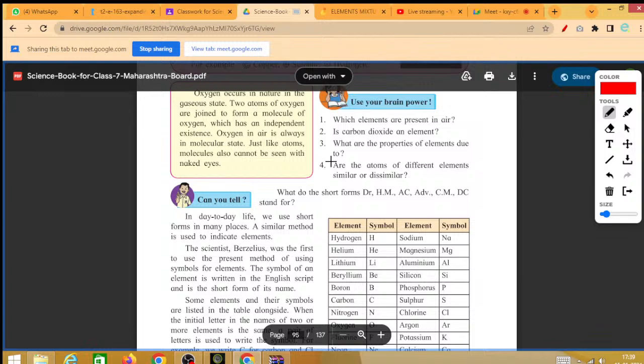Sorry. Atoms of different elements are similar or dissimilar.